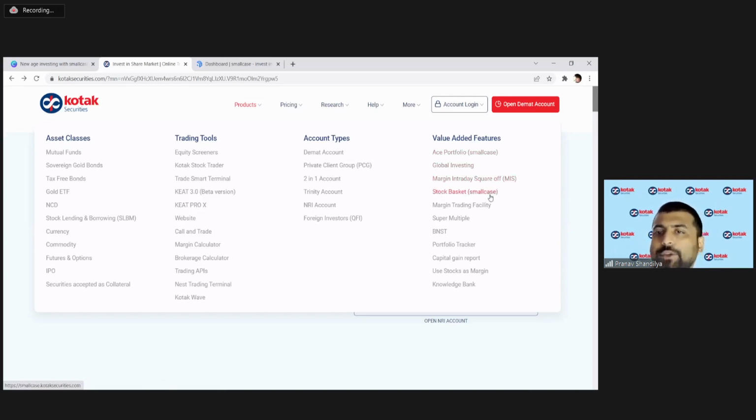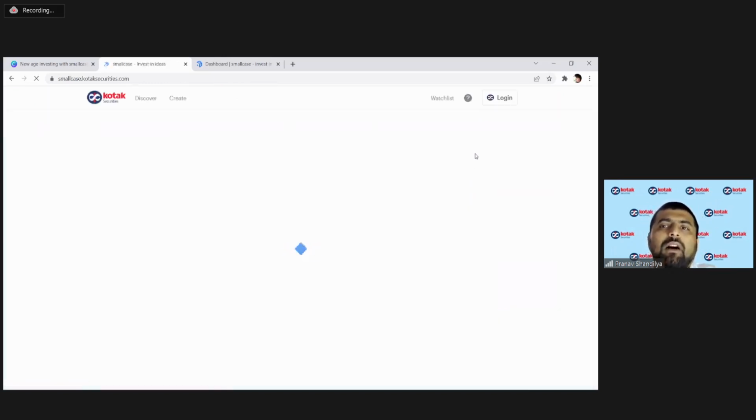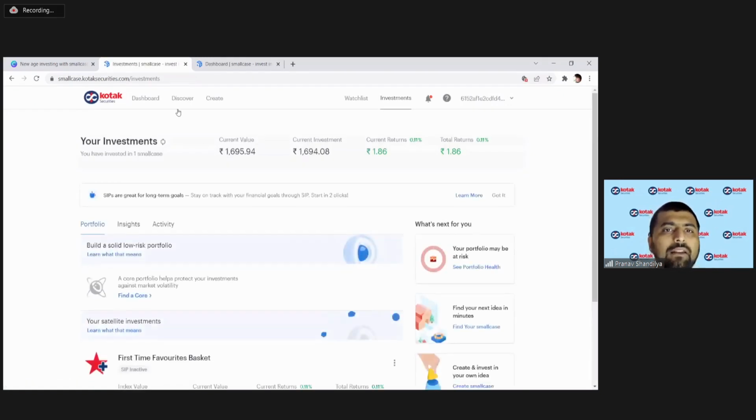In brackets, you can see smallcase. So click on Stock Baskets. Please ensure that you've logged in when you're doing this. And now you have managed to successfully head over to smallcase.kotaksecurities.com. So this is a microsite of smallcase within the Kotak platform itself.